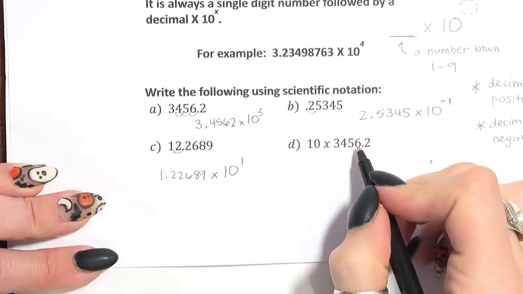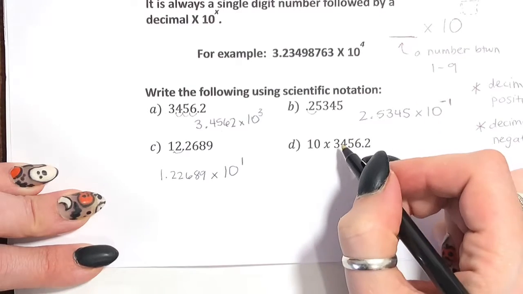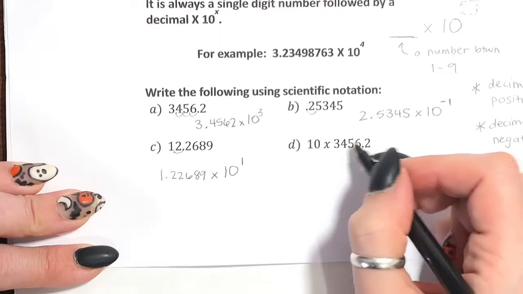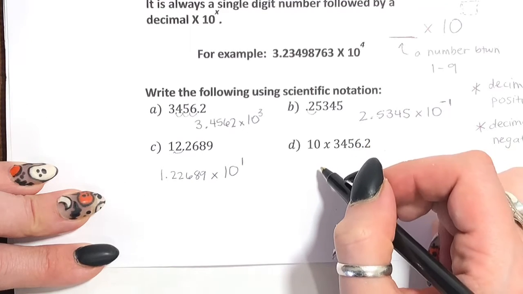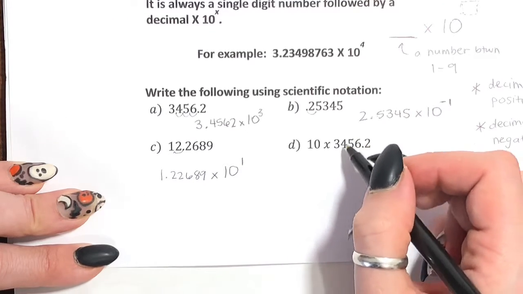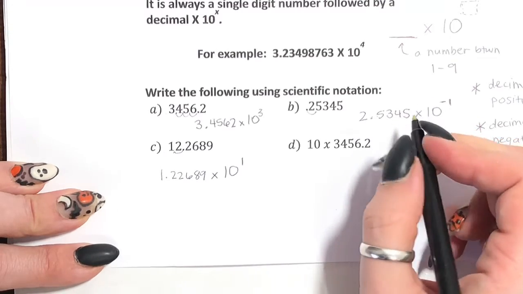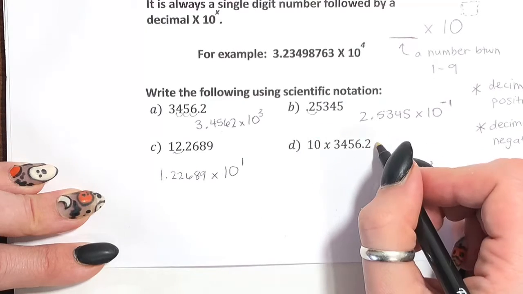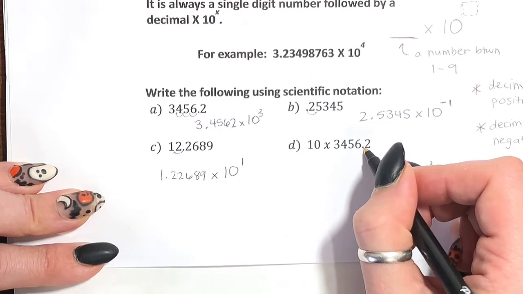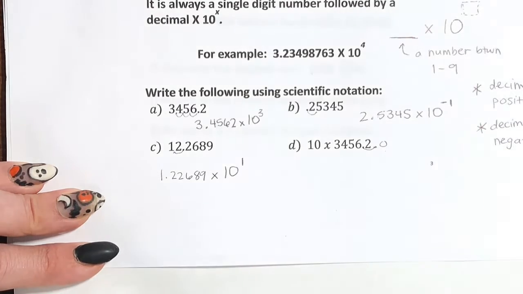First, we have 10 times this number right here. So you could do this two ways. You could first times this number by 10 and then move the decimal over, or you could turn this into scientific notation, times it by 10 that way. I think it's easier to times it by 10 first. So whenever we times anything by 10, you just add a 0 to the end, right? So it's going to be that much bigger.